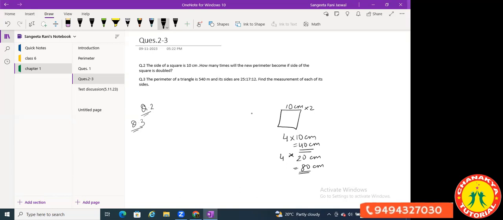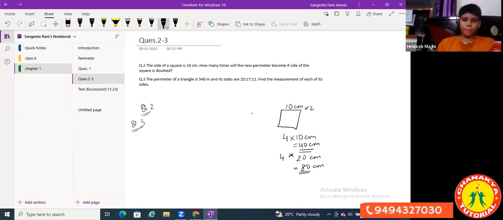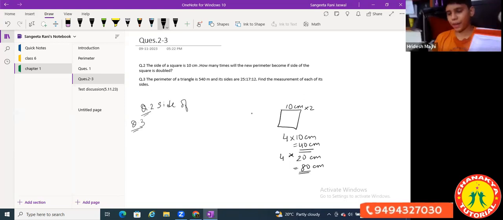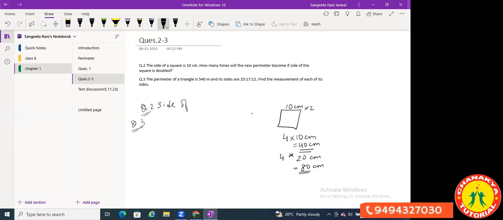You were listening and you were also looking at me. How am I writing the statement? That's the way you need to write. Now, if I have to show you, I'll write here the side of the square. Teacher, the answer is 80 meters. Yes, the answer is 80 centimeters. The presentation of the work also matters.